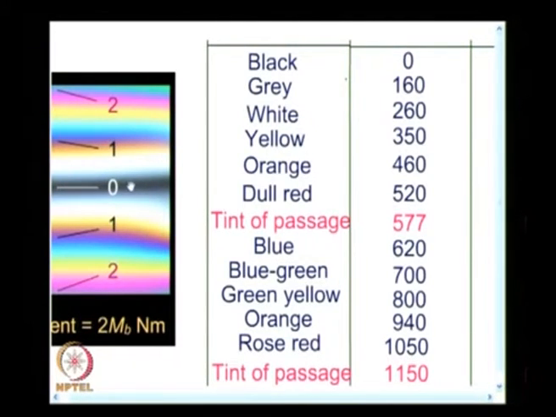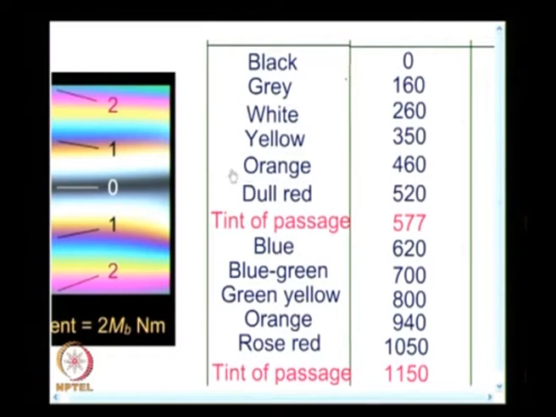You have a black color which I labeled as 0th fringe order, and we have the first transition as tint of passage. We have fringe order 1, and if you look at the color sequence, it goes from black to grey, white, yellow, orange, dull red, and tint of passage.